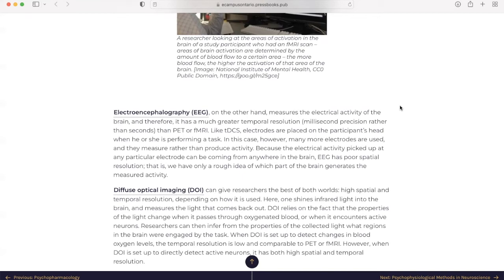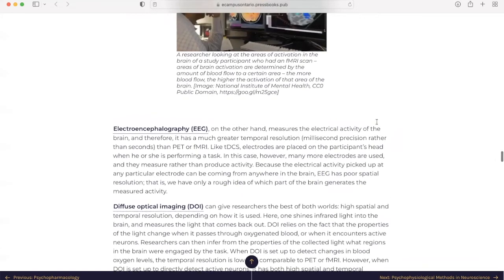Because the electrical activity picked up at any particular electrode can be coming from anywhere in the brain, the EEG has poor spatial resolution. That is, we only have a rough idea of which part of the brain generates the measured activity.